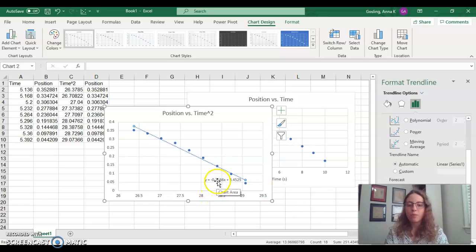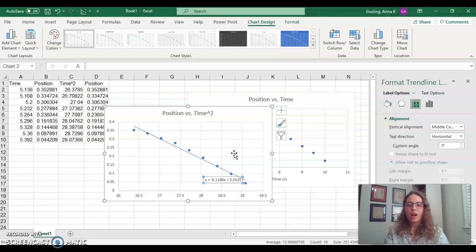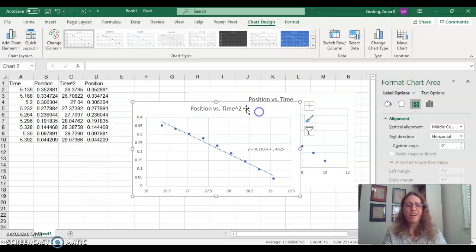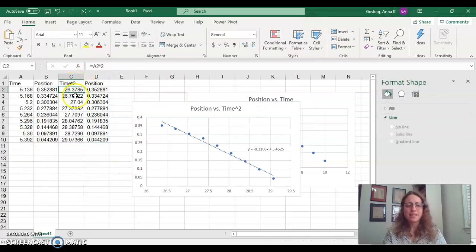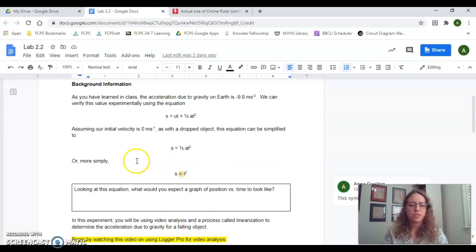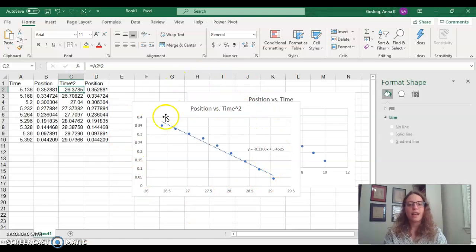Now, one thing I will caution you on here is you can see my data is not that great. That is on me. You're going to want to take some better data than this, because otherwise you're going to wind up like I have here with not a great linearized line. Now, I know that this is linear because my position is directly proportional to t squared. I know that from the physics. So here's where our theory affects our interpretation and our analysis of our data.